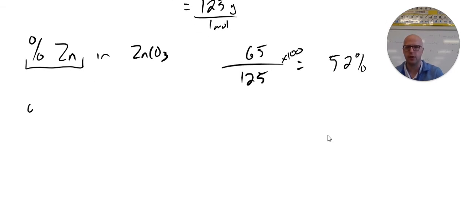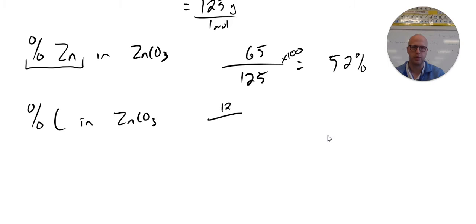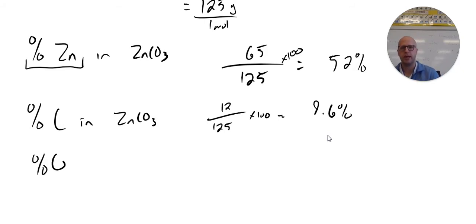Well, can I do the other things with carbon and oxygen? Yeah, sure we can. So carbon in zinc carbonate. Well, in this case, carbon has a molar mass of 12. I have 1 of them. Total mass is 125 times 100. So 12 divided by 125, and carbon in this case is 9.6% of the compound. And we can do the same thing again with oxygen. Oxygen in zinc carbonate, so we have 3 times 16 divided by 125 times 100.